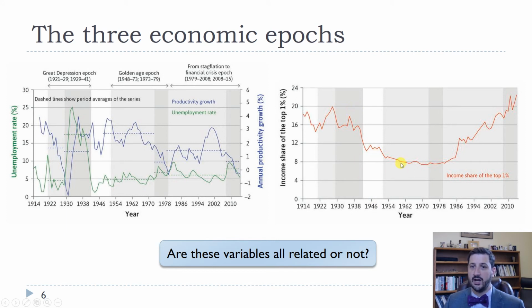It fell by a lot, by more than half, so it went from 16 to 20% down to about 8% before climbing back up to about 20%. And so one of the questions that we want to think about, although I don't think there's a definitive answer, is whether or not these variables are related, right? Is the share of income going to that top 1% somehow causing financial crises like the Great Depression and the Great Recession? There's a lot of research going on in that area, but I don't think there's yet a definitive answer.